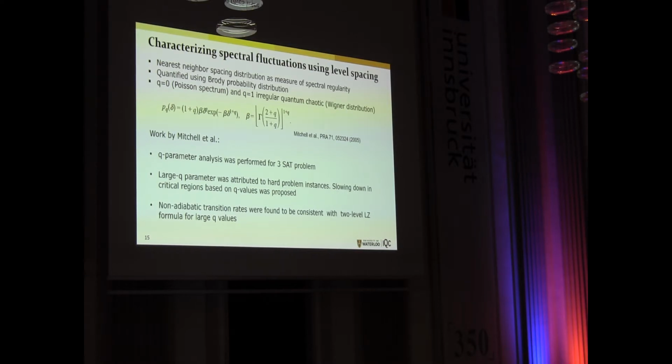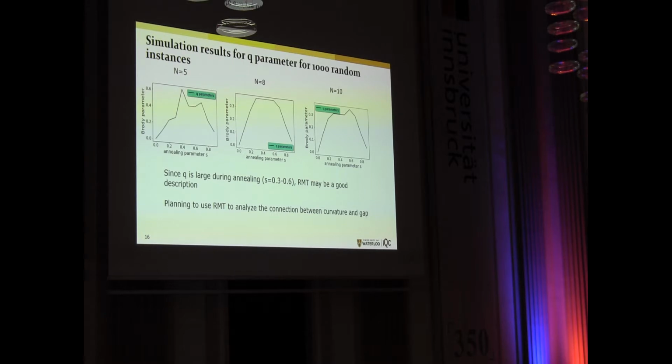Now, once you have RMT in place, and once you assume it works, you can use it to get, at least in a statistical sense, measures of transition probabilities between a given energy eigenstate and other eigenstates of the system. So in the analysis we did so far for random instances, we looked at this Brody parameter along an annealing schedule. Here the annealing parameter S goes from 0 to 1. And we find that over a fairly large region of this annealing schedule, the Brody parameter is large. This is indicative that RMT may be a good description. And once we have RMT in place, this allows one to get expressions for the transition probability, for ground state curvature, and all of that. And we are working through this at this point.